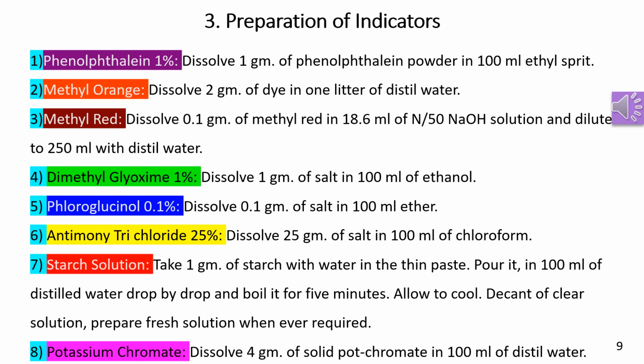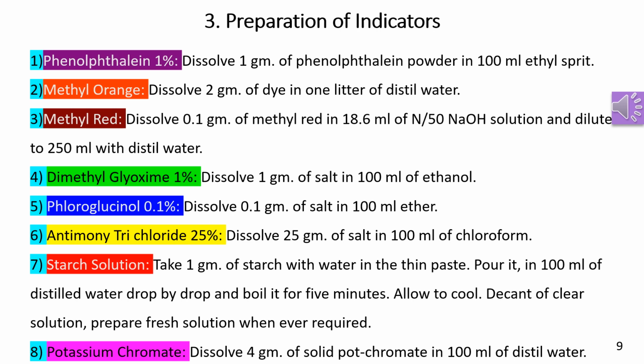Number 8, potassium chromate. To prepare potassium chromate, we need solid potassium chromate and distilled water. The amount of solid potassium chromate is 4 gram and the amount of distilled water is 100 milliliter. Procedure: dissolve 4 gram of solid potassium chromate in 100 ml of distilled water. By dissolving it, we will obtain the potassium chromate indicator. So that's how the indicators are prepared.